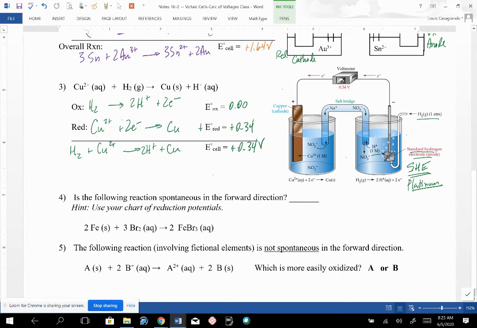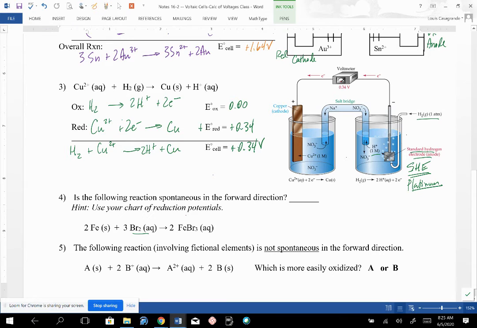Okay, now, in the next one, we're not even going to calculate the cell potential. You don't need to calculate the cell potential to know whether or not it is spontaneous. So what do we have? We have iron. Now, this is not aqueous, but it's still going to help us figure out, we do have aqueous bromine, and then we're making aqueous iron bromide. And so what we have, it is aqueous, I'm sorry, my bad, it is completely aqueous.